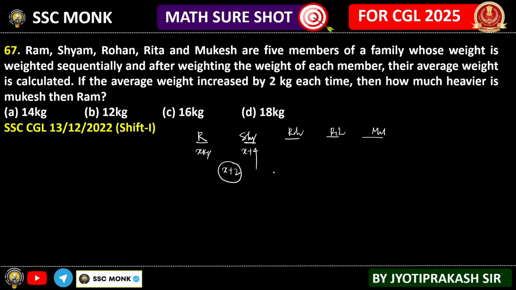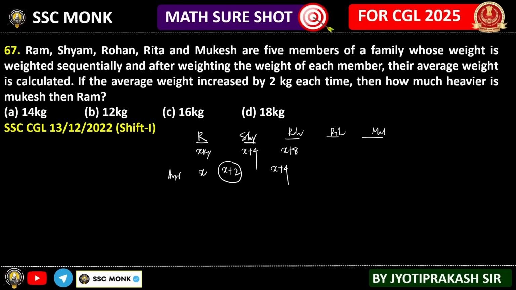When Rohan joined, their average weight is now increased by 2. That means now their average is equal to x plus 4. Clear? X plus 4 means what? 2 kg increased in all the cases. So here Rohan brought x plus 4 plus 2 more kg for Ram and Sham. So Rohan's weight is x plus 8 kg.